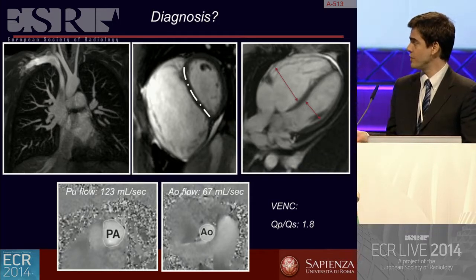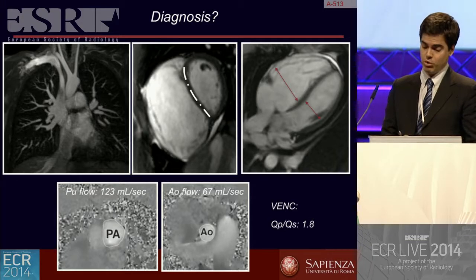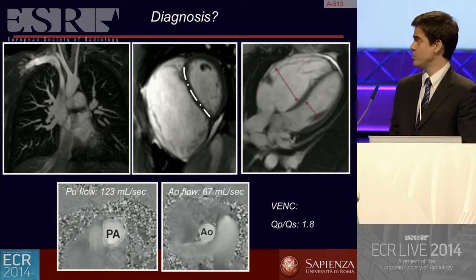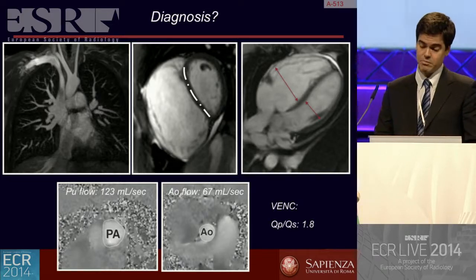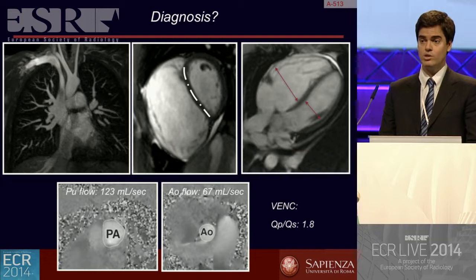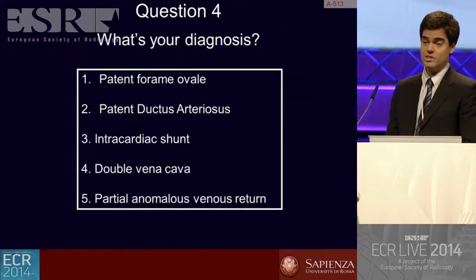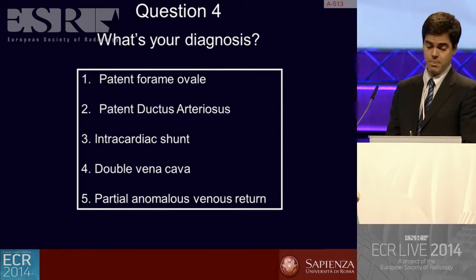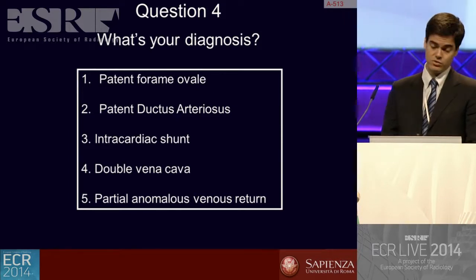We measured with the velocity encoded cine the ratio between pulmonary versus systemic circulation. It was 1.8. At the level of the pulmonary artery, we had 123 milliliters; at the level of the aorta, we had 67 milliliters per second. So what do you think? What's your diagnosis? Is it a patent foramen ovale? Is it a patent ductus arteriosus?